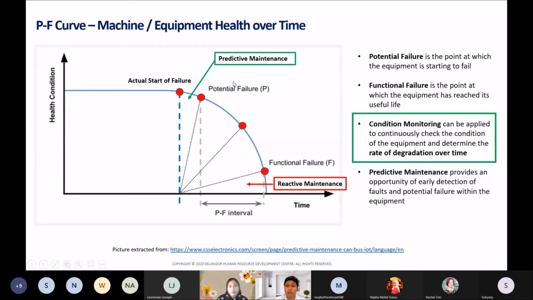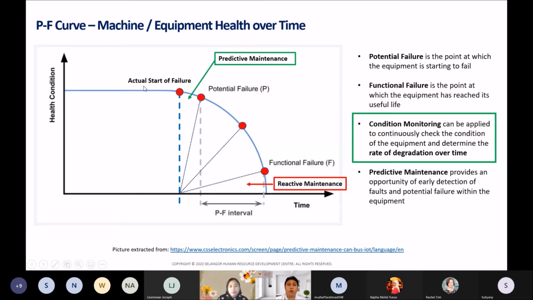P to F is actually the potential failure to functional failure curve. So you want to ensure that you are able to detect at an early stage when the equipment is going to fail, so you're able to put the right mitigation steps in place and prevent your machine from failing immediately. So you use condition monitoring techniques to monitor and check the condition of the equipment and determine the rate of degradation over time.